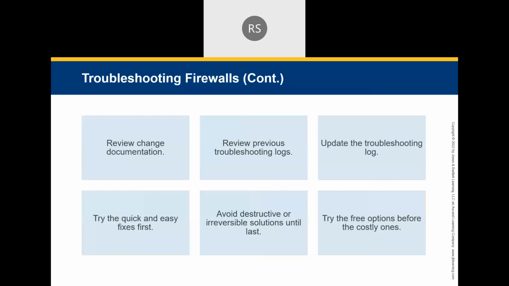Try the quick and easy fixes first. So you want to attempt those simple troubleshooting steps or adjustments that have the potential to resolve the issues quickly before pursuing more complex solutions. You also want to exercise caution when considering solutions that may have a significant impact on firewall operations or configurations. You may want to reserve those as a last resort. You also want to explore free or low-cost troubleshooting options, such as software updates or configuration adjustments, before investing in expensive hardware replacements or upgrades.